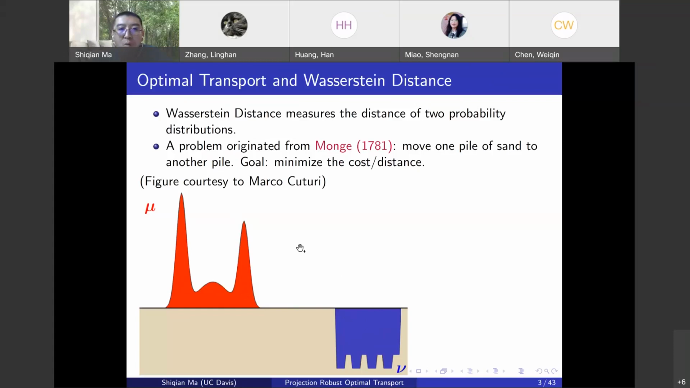Right. So then we want to know how to move the sand such that the total cost or the distance is minimized. So that means we want to find an optimal transportation plan for this sand. We want to move this sand from this pile to this pile. Okay. So this is the so-called optimal transport problem, and the distance is called the Wasserstein distance.